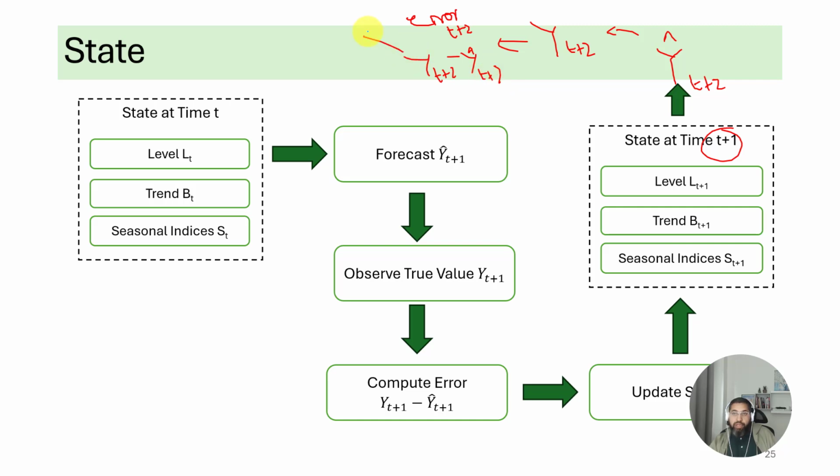Once we get the error, we can update the state again, and then we'll get the state at time t plus 2. So it's a cycle which repeats. You have a state, you use the state to generate the forecast, you observe the true value, you have an error, use the error to update your state, then the next time period you make a forecast again, observe the true value again, find the error, use the error to update the state, next forecast, the cycle repeats. That's why they're called state space models, where the state keeps updating based on new observations of data.